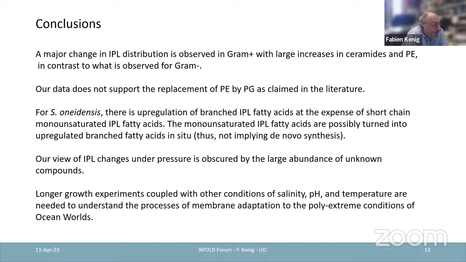So these experiments are really interesting and provide a lot of surprise compared to what is estimated in the literature, as for example the increase in phosphatidylglycerol versus phosphatidylethanolamine, which was repeated in numerous publications, is not what we observed at all.